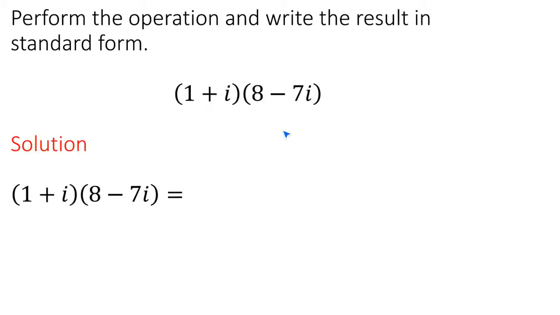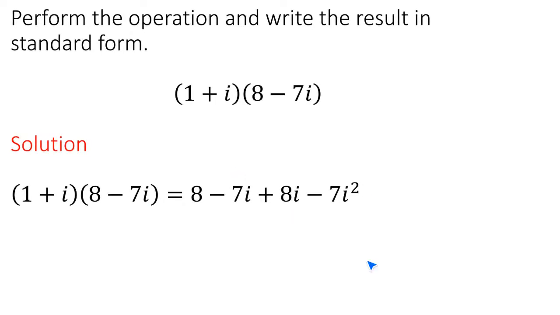Now what about multiplication? So let's see about multiplication. We just multiply the same way we would if this was an x. So we have 1 times 8 is 8. 1 times -7i is -7i. i times 8 is 8i. And i times -7i is -7i squared.